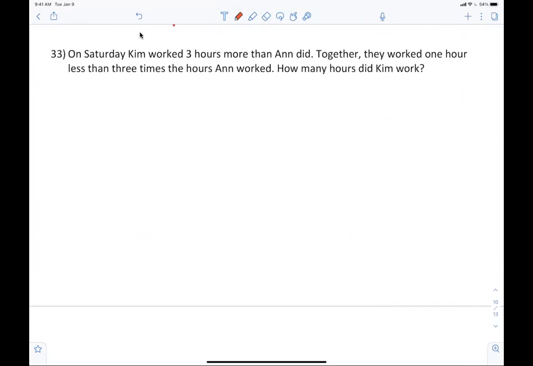Here we go. Now, again, let's just kind of line it up. Let me read it real quick. On Saturday, Kim worked 3 hours more than Ann did. Together, they worked 1 hour less than three times the hours Ann worked. How many hours did Kim work? Wow, that's just confusing. But it's not going to be confusing for us because we can write things down. You know how to organize your thoughts better.